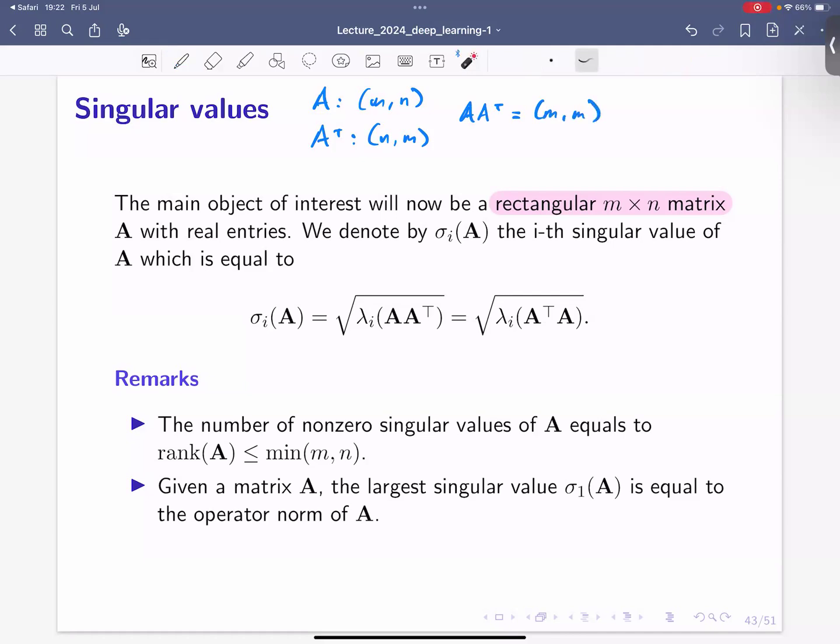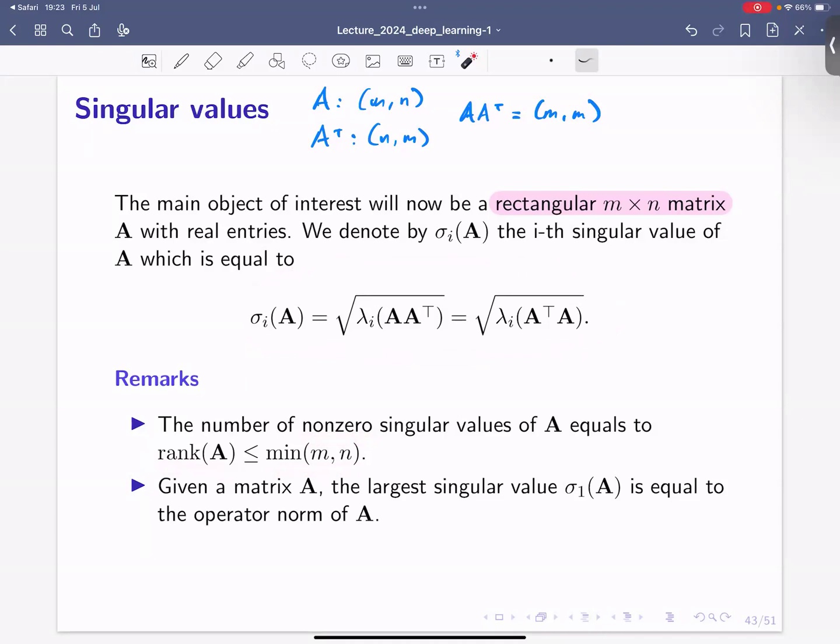And here, to define these singular values, which we denote by sigma i, we just take the eigenvalues of the square matrix which we created, an m by m matrix. Equivalently, you can create A transpose A, and this will have dimension n by n. So this is equivalent. Important to note, though, is that because this is an m by n matrix, the number of non-zero singular values is at most equal to the rank, and the rank is at most the minimum of the two dimensions, m and n. I already mentioned this before.